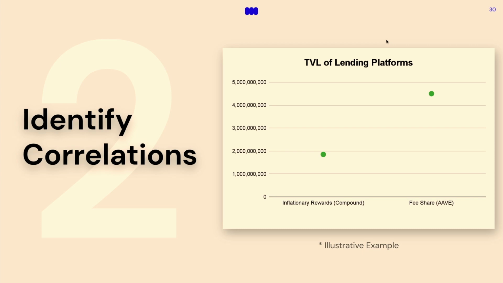And then the second thing, beginning to tie different correlations or different success metrics to each mechanism. Using, again, an illustrative liquidity mining example, you have inflationary rewards: Compound has a TVL of just under 2 billion, and then Aave does a fee share. They have a TVL of 4.5 billion. So now you can compare two mechanisms side by side, seeing that one is obviously achieving what you would imagine the goal of these two protocols to be, which is TVL and locking up value and serving a larger market share.